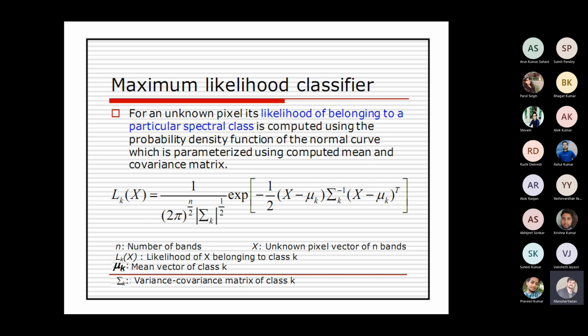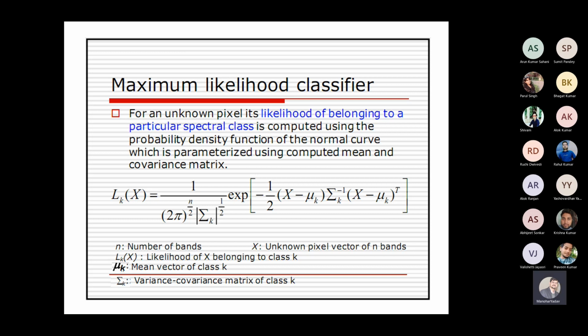The likelihood function using n band information for an unknown pixel x is calculated as 1 divided by 2 pi to the power n by 2. I would like to correct one thing. K is representing a class, and n is the number of bands we are considering for the classification.